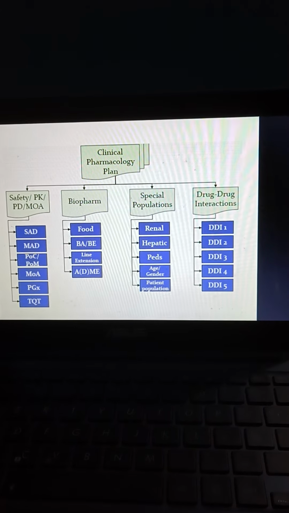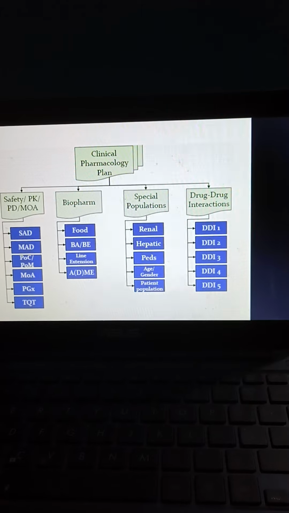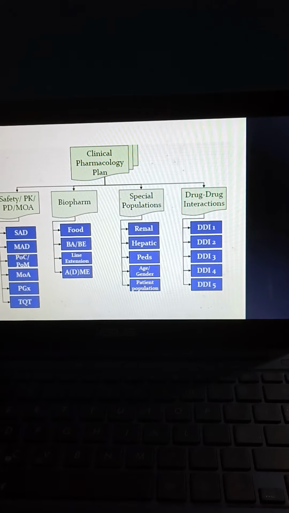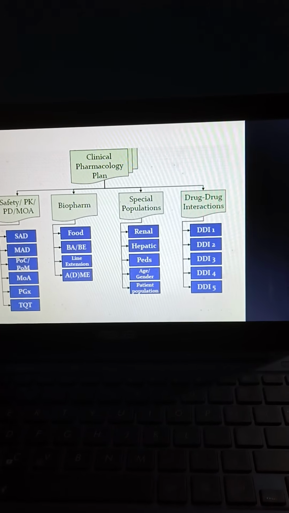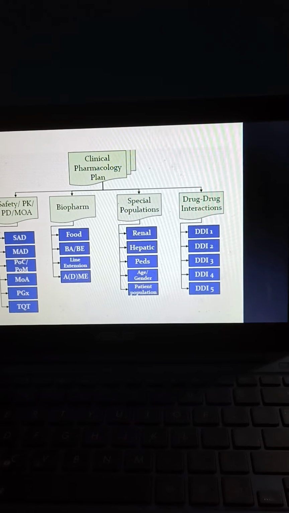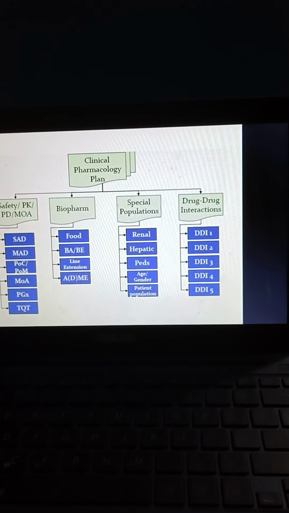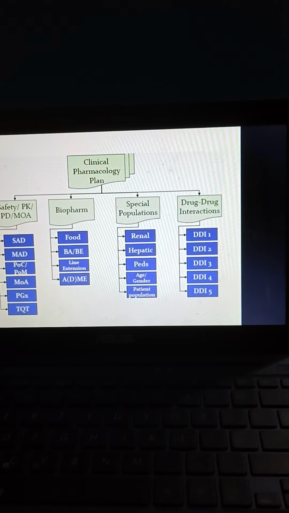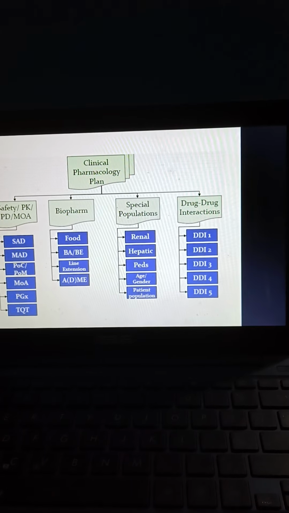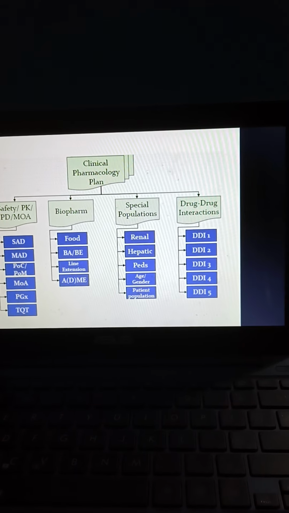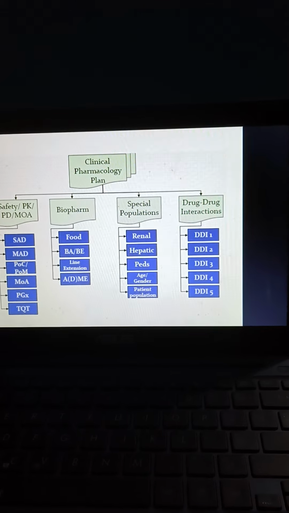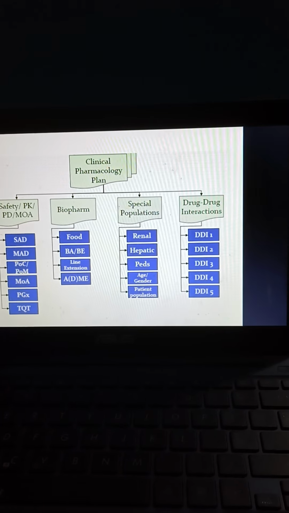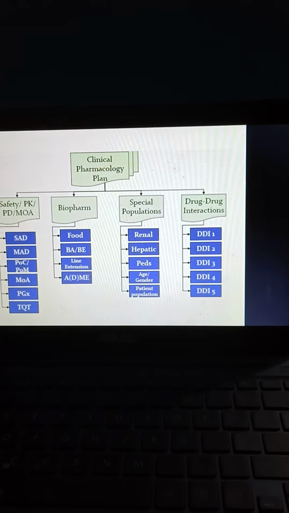Then what is the clinical pharmacology plan? The clinical pharmacology plan includes safety and PK, pharmacodynamics, mechanism of action (MOA), that is SAD, single ascending dose, MAD, multiple ascending dose, POC, POM, PGx, pharmacogenetics, TQT, thorough QT study, biopharm, food effect, BABE, bioavailability and bioequivalence study, line extension, and ADME, absorption, distribution, metabolism, excretion. Then special populations: renal, hepatic, pediatrics, age and gender, patient population. Then drug interactions, DDI1, DDI2, DDI3, DDI4, DDI5.